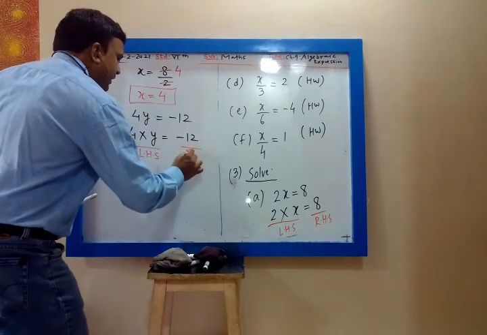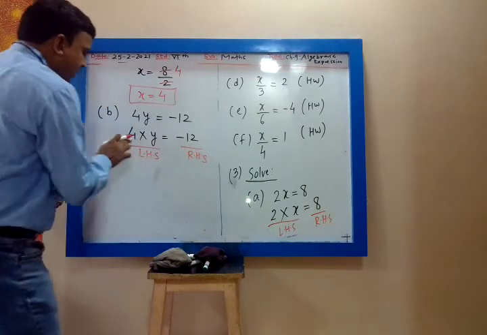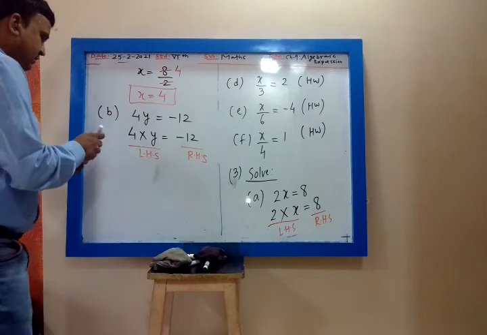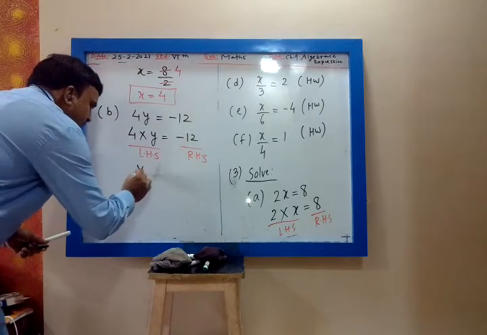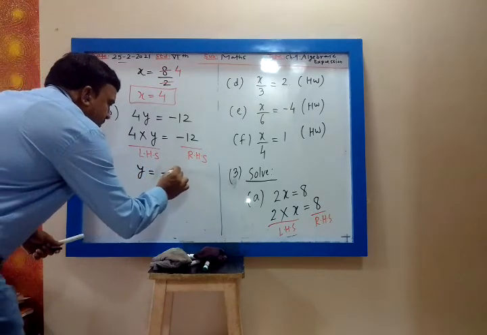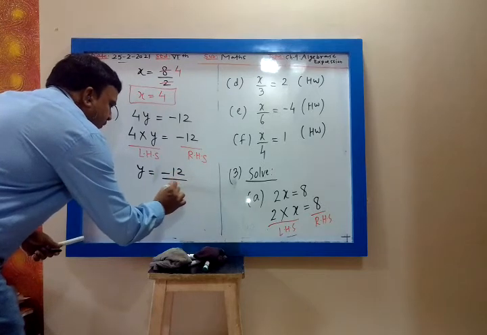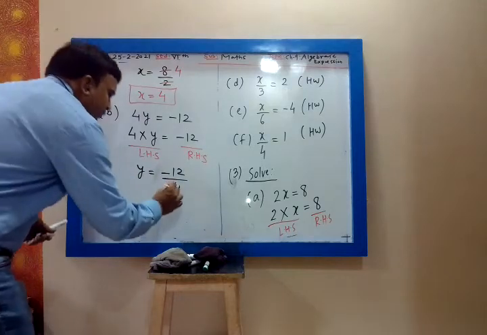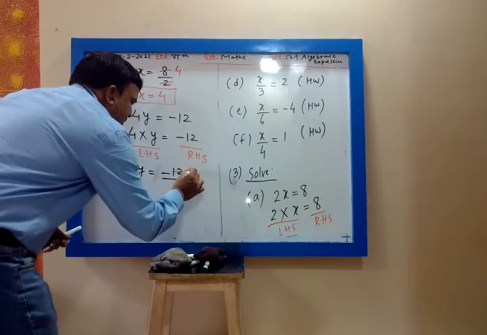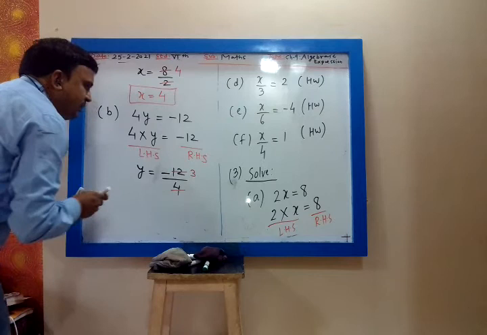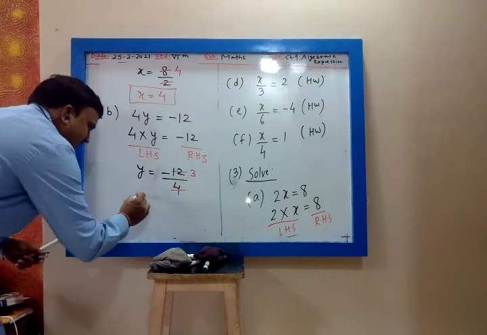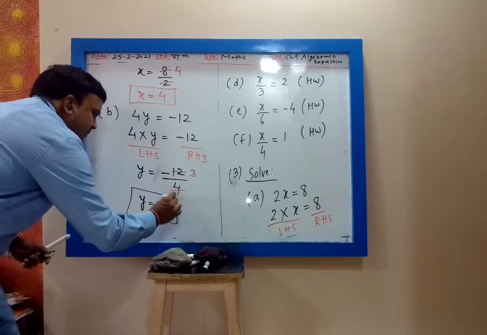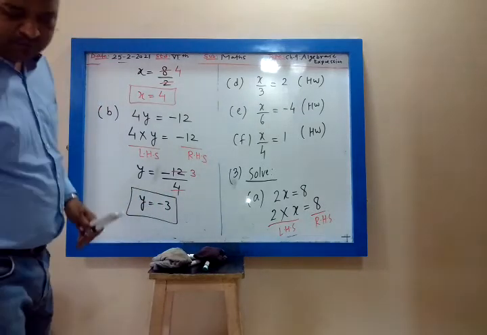Now in left hand side, 4 is in the multiplication. So when I change the side of 4, 4 will go in the division. So y is equal to minus 12 upon 4. You can cancel: 4 ones are 4, 4 threes are 12, but the minus sign is there. So it will be minus 3. So y is equal to minus 3.